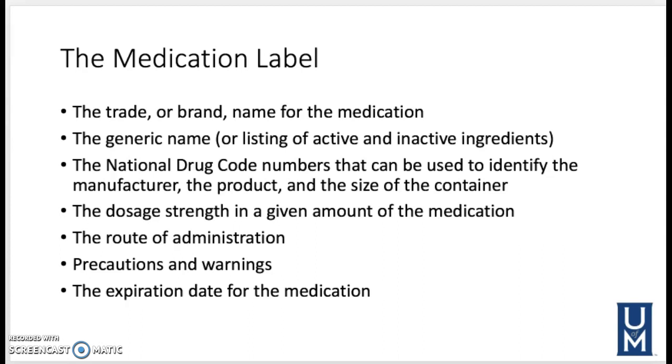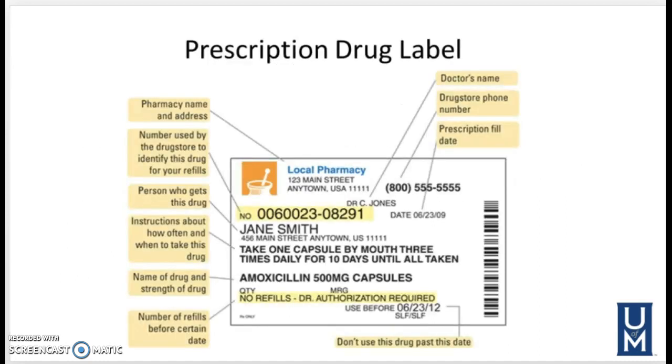The national drug code numbers that can be used to identify the manufacturer, the product, and the size of the container. The dosage strength in a given amount of medication. The route of the administration. Any precautions or warnings. And the expiration date for the medication. So all of you have seen a medication bottle before, and you've probably noticed these different things on there. You may or may not have known what each of those things were. So we're going to break it down and talk about these with an example.